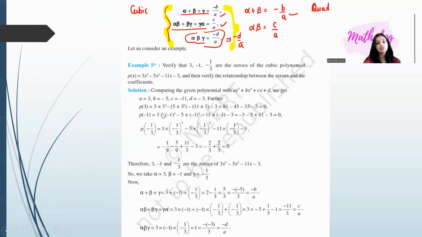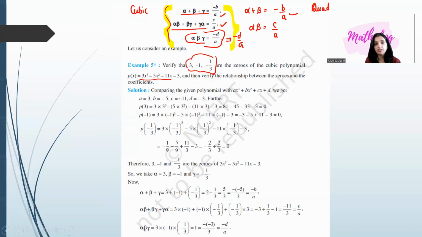So it is also mentioned here that it is not very important from the exam point of view, but still you should know about the solution of this part. So the question is, verify that these are the three zeros. These are the values of the three zeros. This is the cubic polynomial, and verify the relationship between the zeros and coefficients. We are going to verify that these are the zeros of this equation.